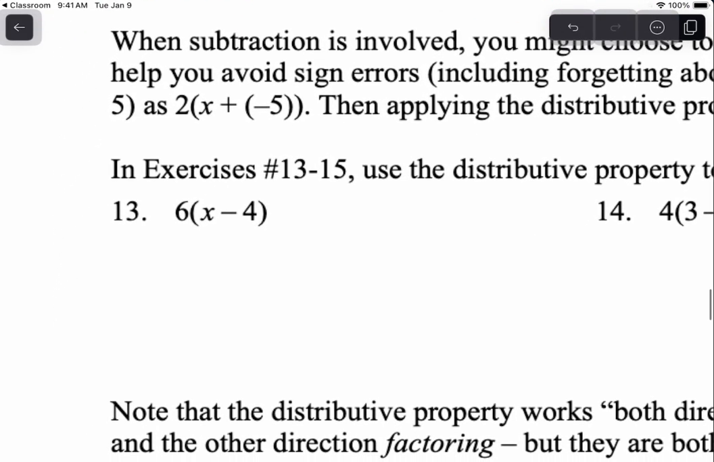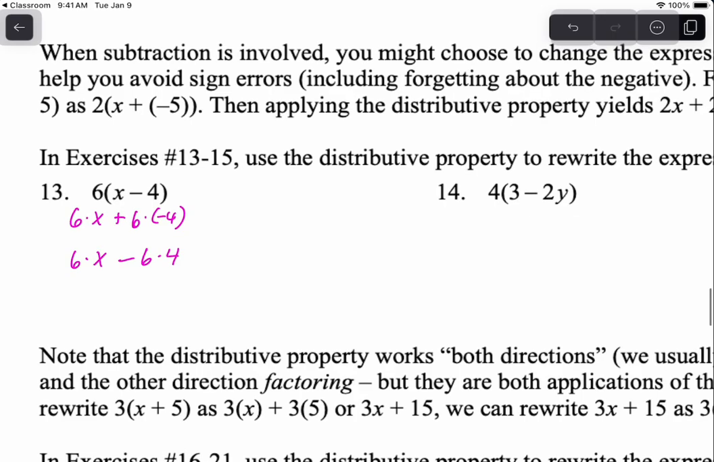So for 13, you could rewrite that as 6 times x plus 6 times negative 4 is an option. That's one way to expand it. You can also write it as 6 times x minus 6 times 4. That's also an option. Don't care which one you use. Pick one that you like, okay? I'm going to go with this version, but whichever one you want. But you don't have to do the entire multiplication if you don't want.